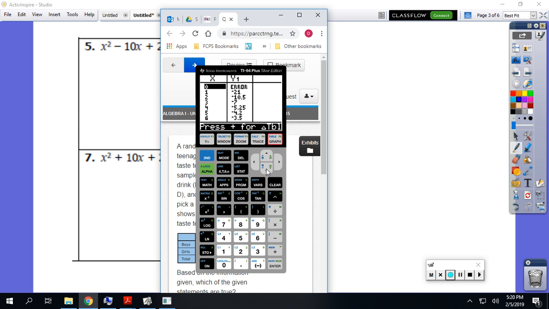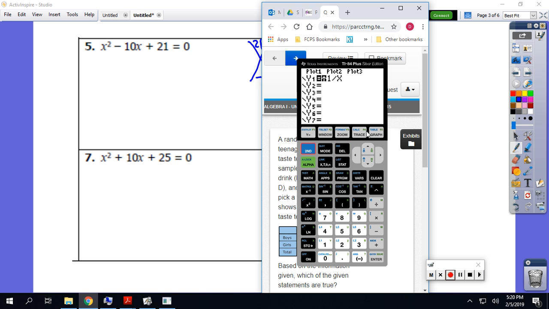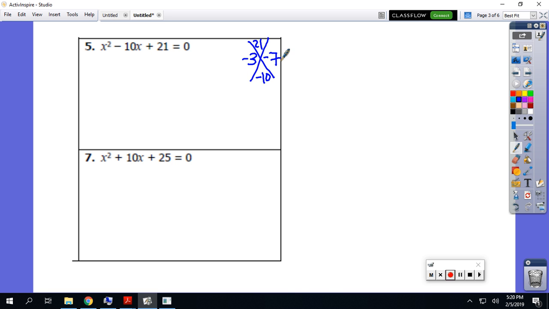Let's see. Did I type it in right? Oh, it should be a positive 21, sorry, not a negative 21. Looking for a positive 21 that adds to be negative 10. So going back into my negatives, I see negative 3 and negative 7. So those are my two factors.